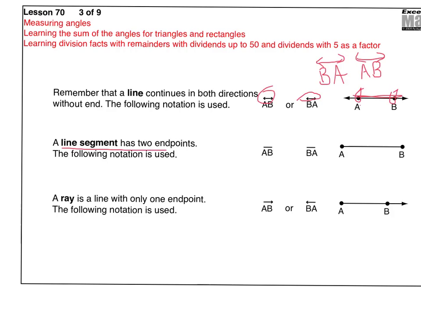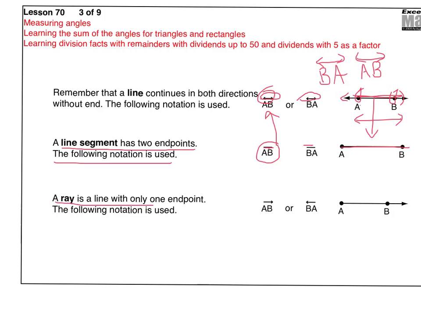A line segment has 2 endpoints. The following notation is used. Notice the difference between this one and this one right here. Keep paying attention now. Okay, so we've got that symbol, which has the arrows on the end. Lines, remember, go forever in both directions in math. And then this is a line segment, which is a little chunk like that piece out of that line. And so they changed the symbol on the top to show that it's a segment.